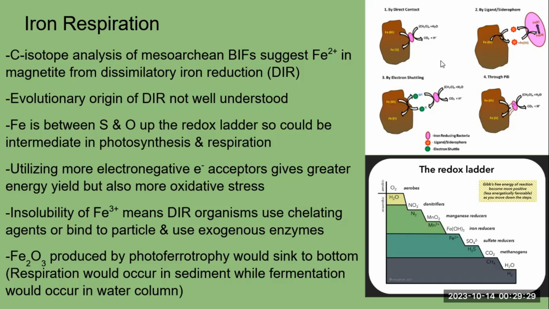Because iron 3 is poorly soluble, iron reducers have to use chelating agents to get the iron into their cells, or have enzymes on the outer side of their cell membrane to shuttle electrons to the iron. In most modern aquatic and marine systems, respiration takes place in the water column, while fermentation happens in the sediment. However, since hematite produced by photoferrotrophs would have precipitated out and sunk to the bottom, you'd likely have the reverse in the Mesoarchean, with fermentation occurring in the water column, while respiration would occur in the sediment.